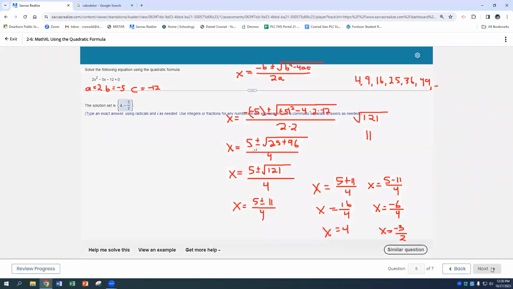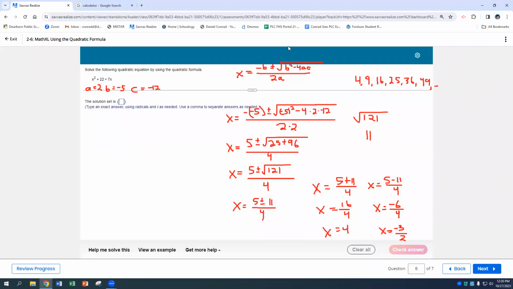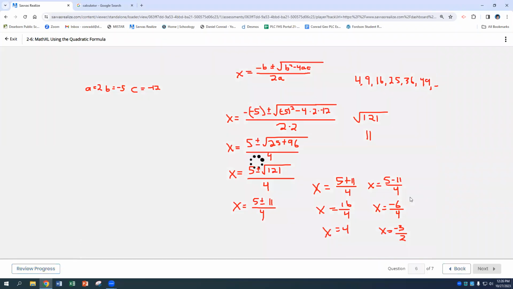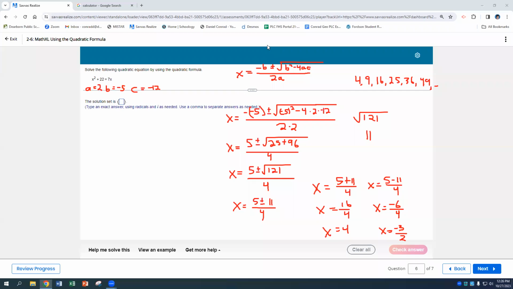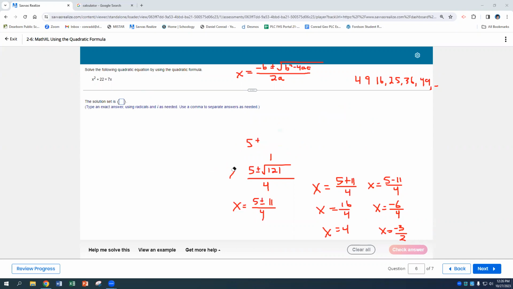Okay. Let's try one more, I guess, right? Yeah, let's try one more. Okay, we'll try this one. Those are our perfect squares up there. We can leave those.